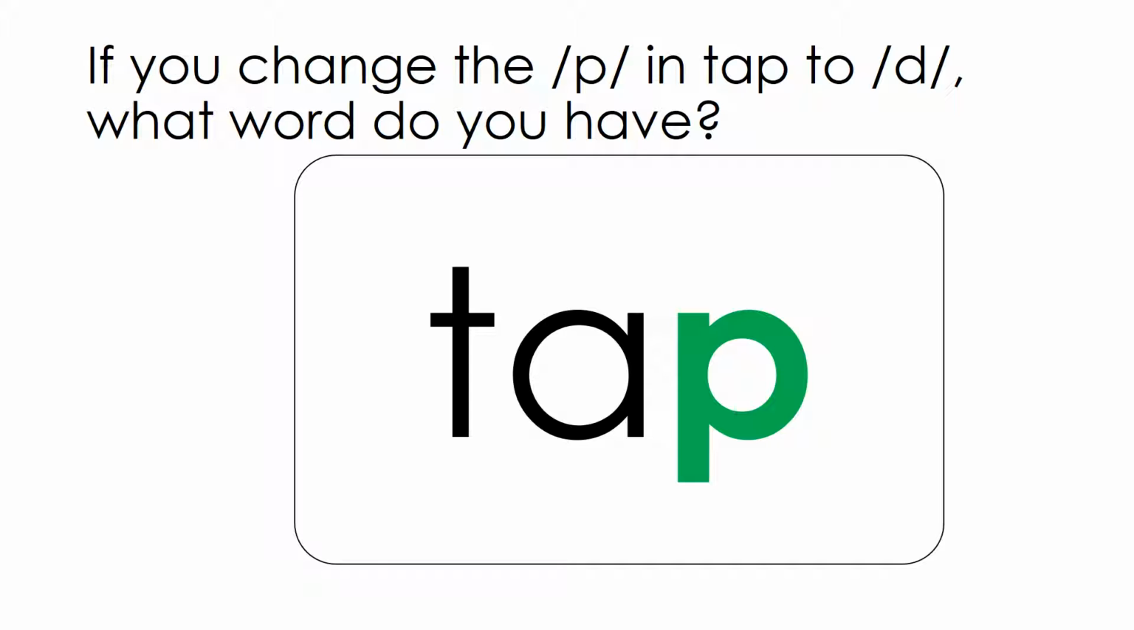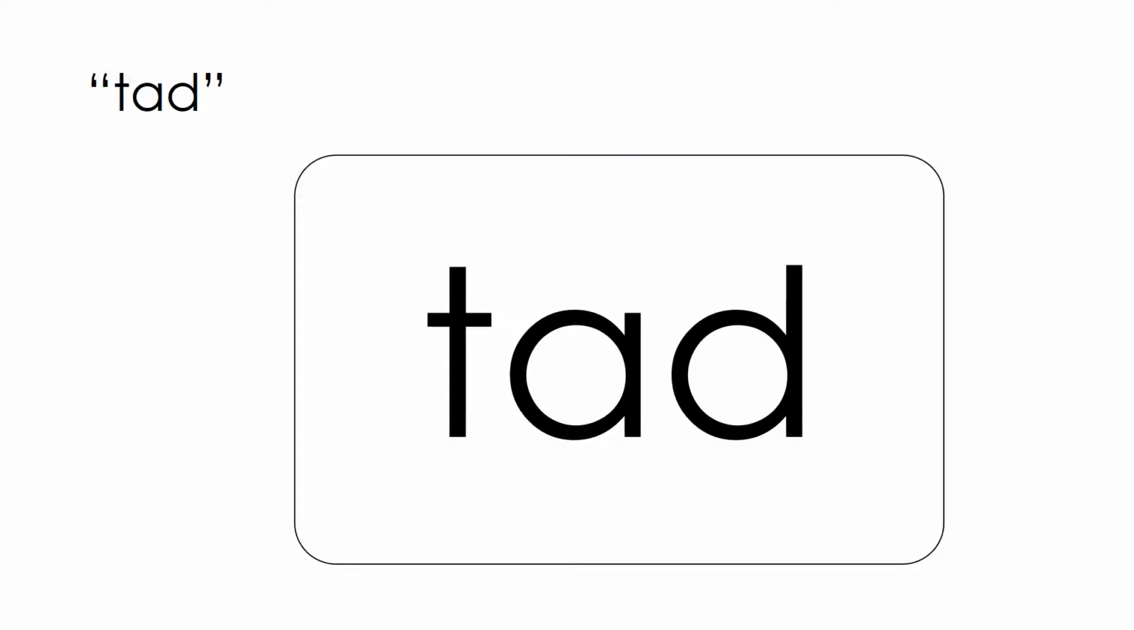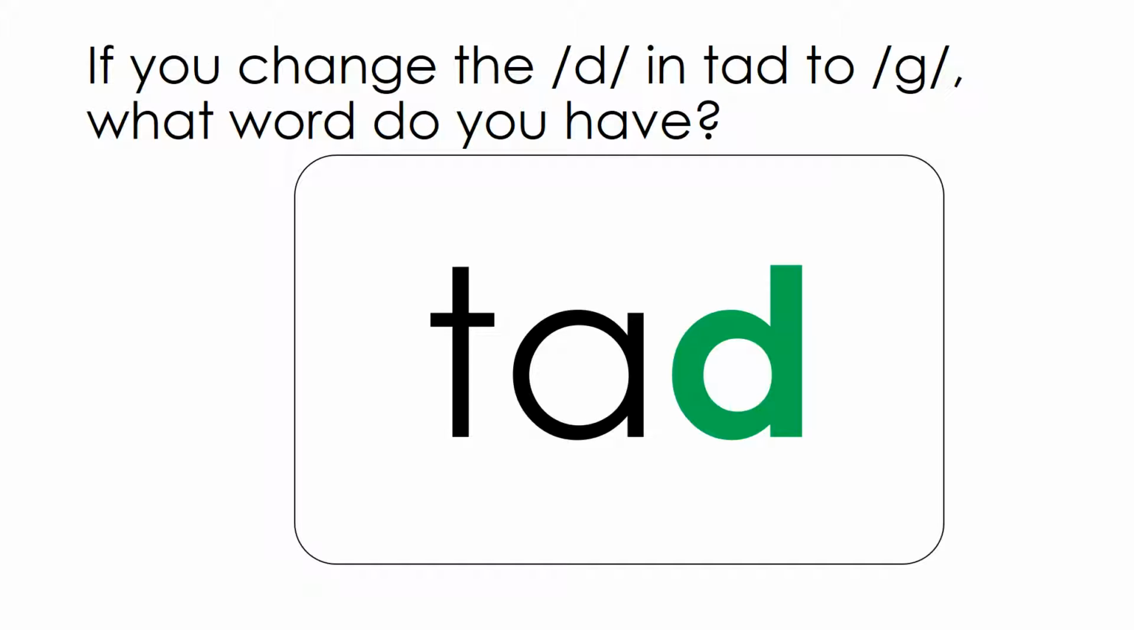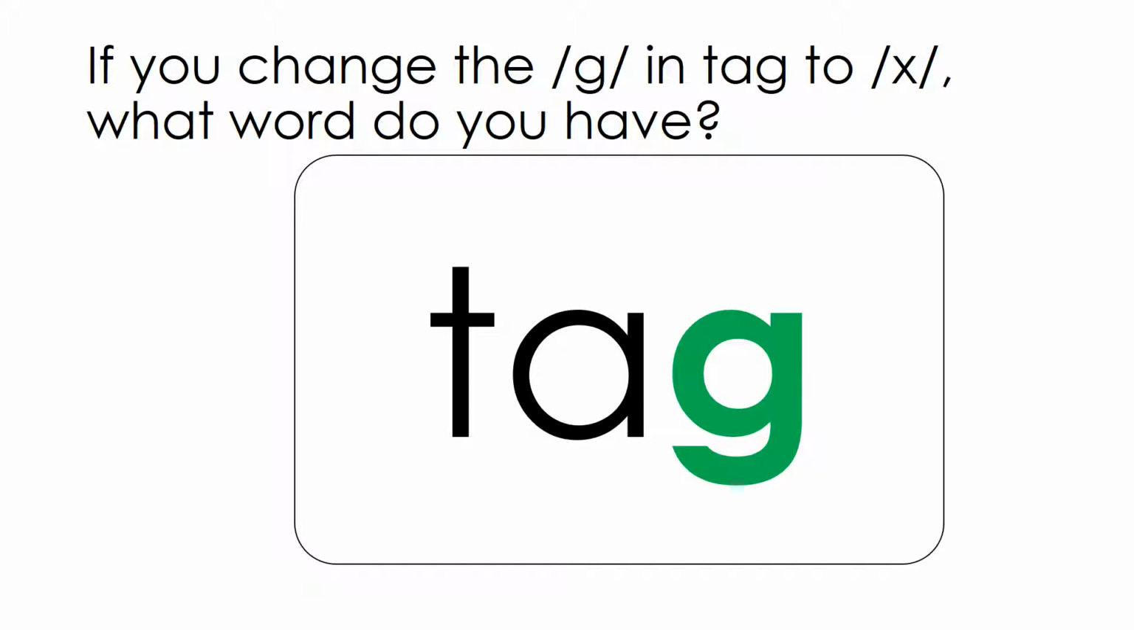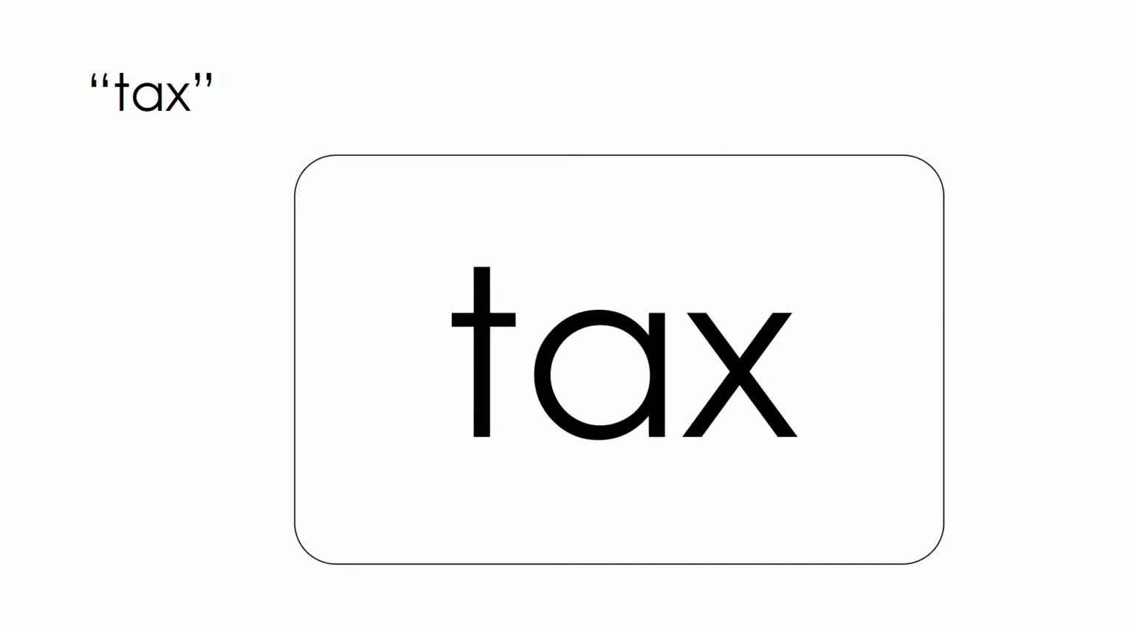If you change the p in tap to d, what word do you have? Tad. If you change the d in tad to g, what word do you have? Tag. If you change the g in tag to x, what word do you have? Tax.